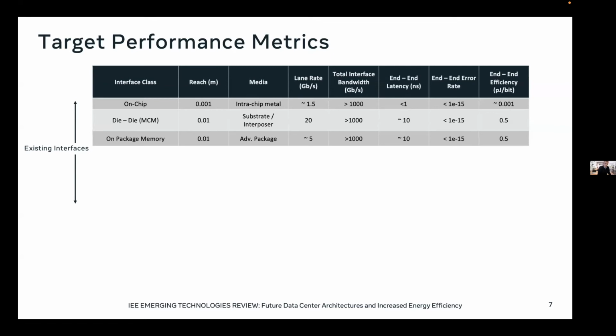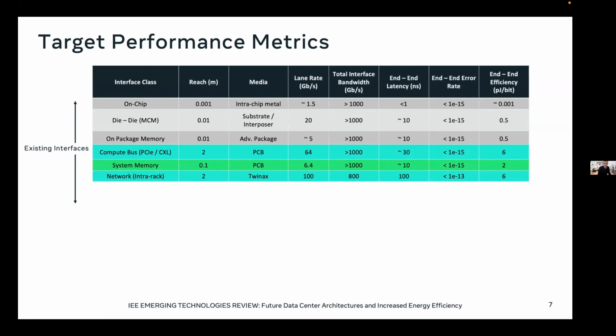And so if you move to the next length scale and you introduce some of the longer reach interfaces, and this is things like compute buses such as PCIe, CXL, connections to system memory, DDR type interfaces, and then also networks or intra-rack, things like DAC cables and TwinAx. The lane speeds definitely increase because you need to minimize the number of wires involved, but you also start to see hits in terms of the end-to-end error rates, which then require that we might have to use forward error correction for these longer interfaces. And then the total efficiency also drops as well. And so you start to get into the multiple picojoule per bit type reaches.